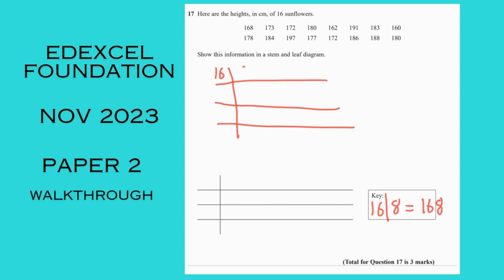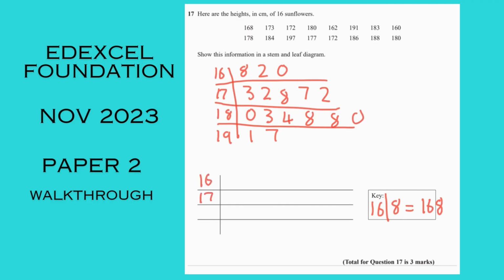168, so 16 with an 8, 173, 172, 180, 162, 191, 183, 160, 178, 184, 197, 177, 172, 186, 188, 180. So it just so happened that my spine turned out to be correct.